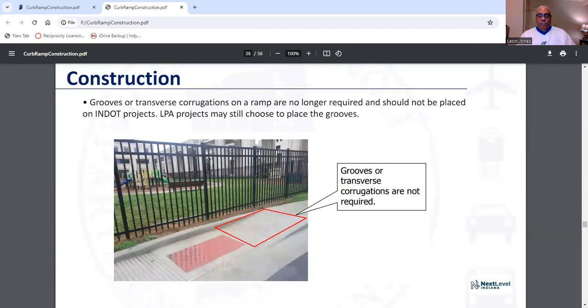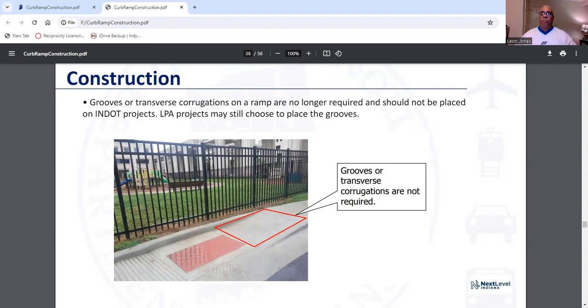Also, here in Indiana, this is where I see it. Now, in other states like Pennsylvania, New Jersey, we don't use grooves or transverse corrugations. You can, they're not required. But grooves or transverse corrugations on a ramp are no longer required and should not be placed on NDOT projects.